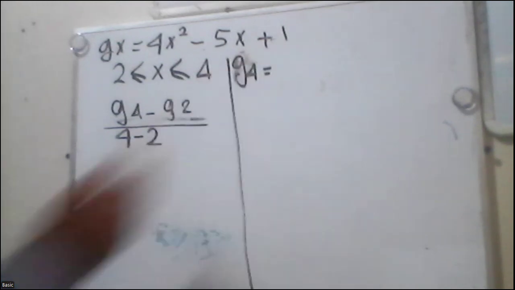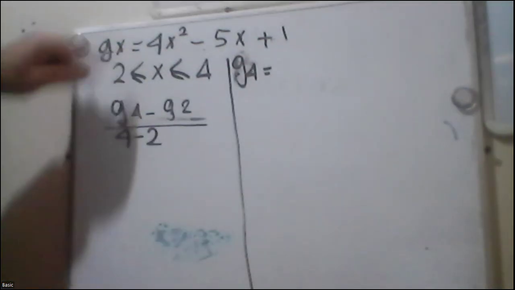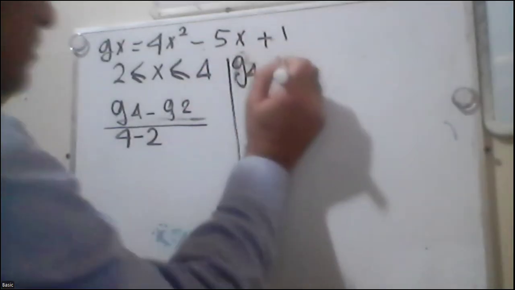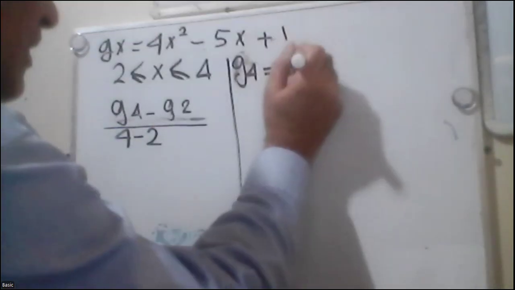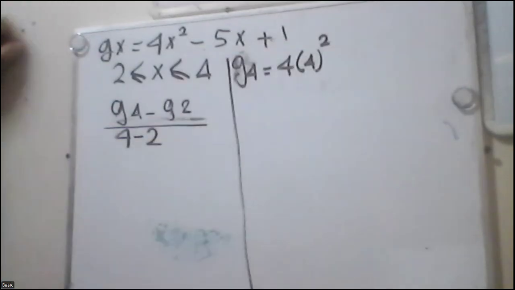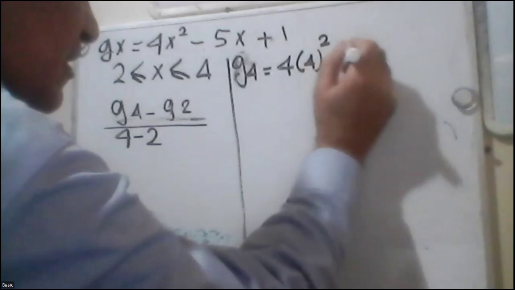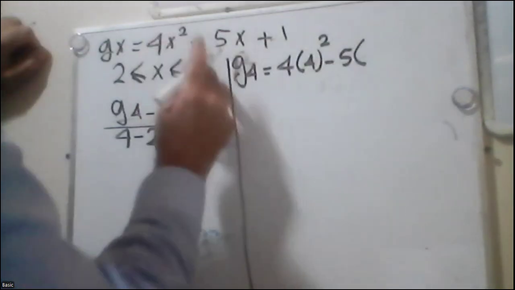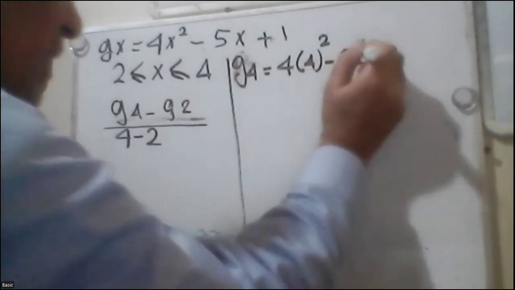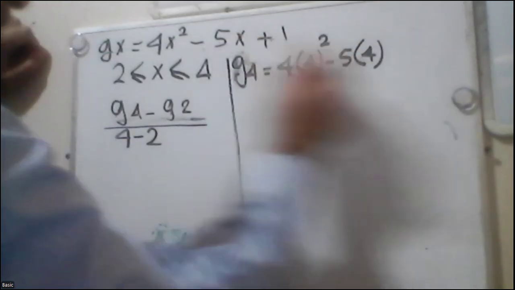g(4) will equal, I will substitute in the function with the value of 4 for x. So that would be 4 here. x squared means 4 squared, minus 5 multiplied by x. We said x equals 4, so I substitute now with 4, plus 1.